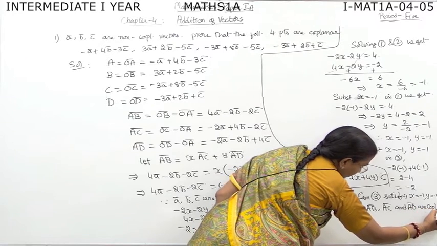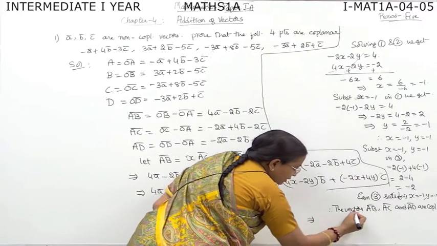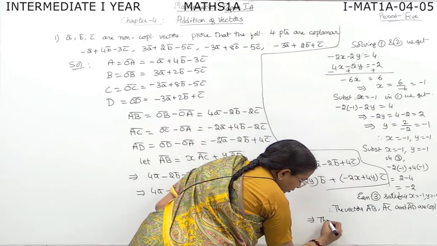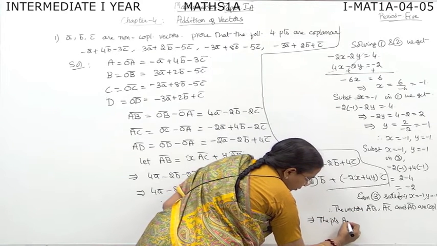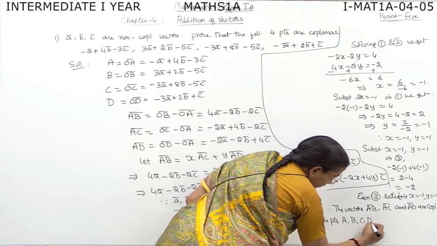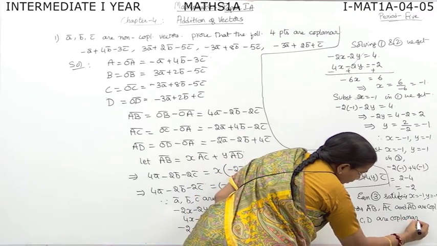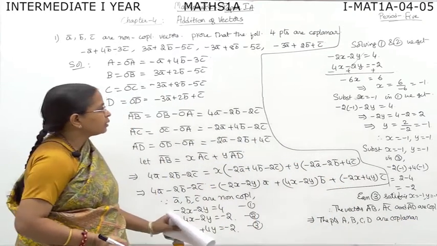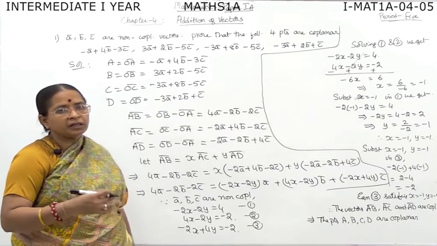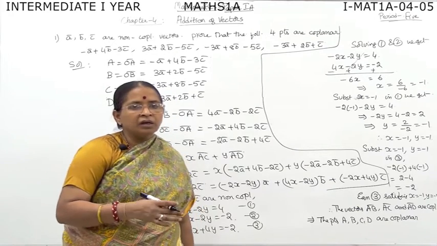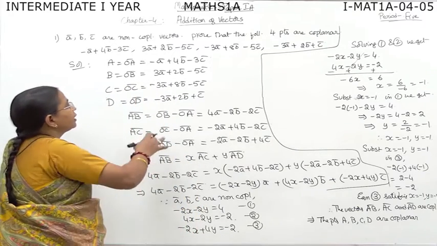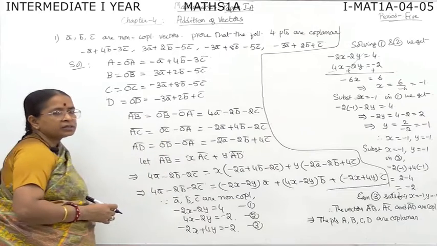So they are coplanar. So these vectors include the points. So the points A, B, C, D are coplanar. So like this we do the problem. This type of problem is very important, and in the next chapter, product of vectors, you learn another method to show that the points are coplanar.